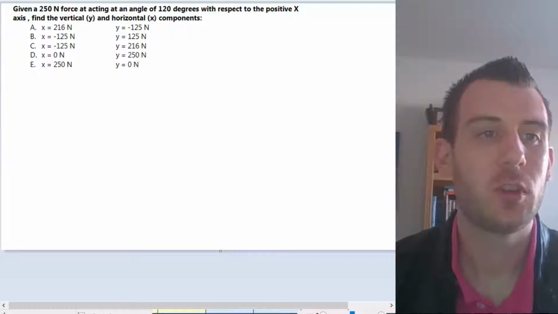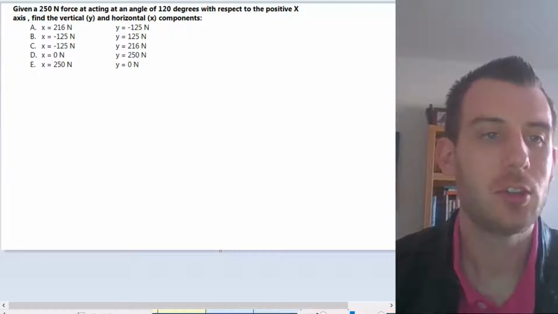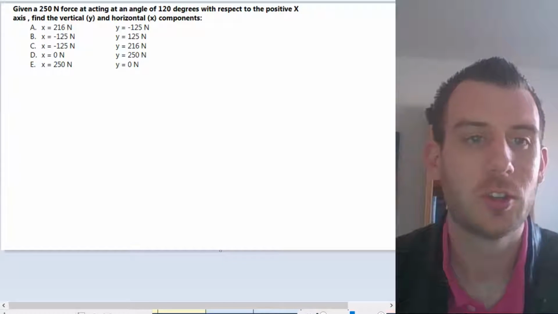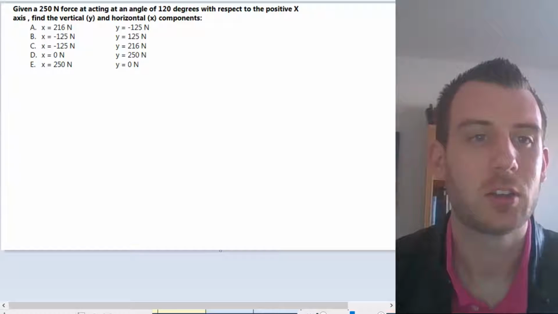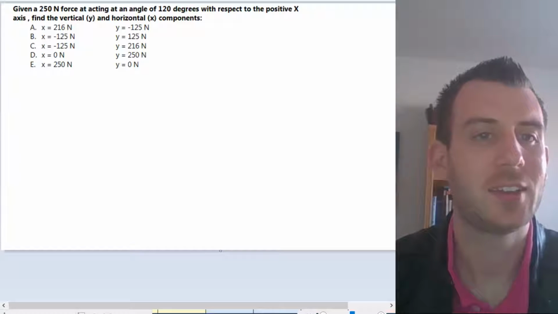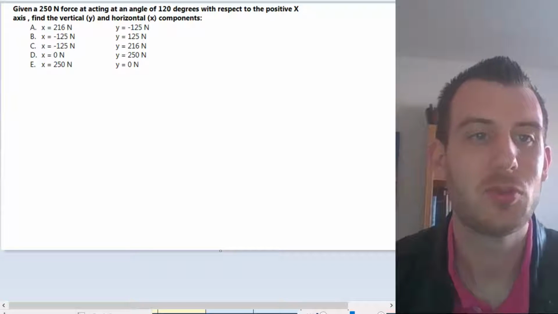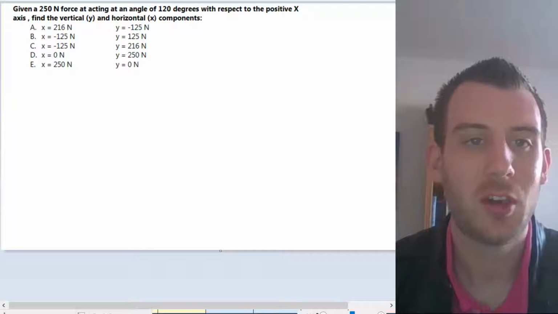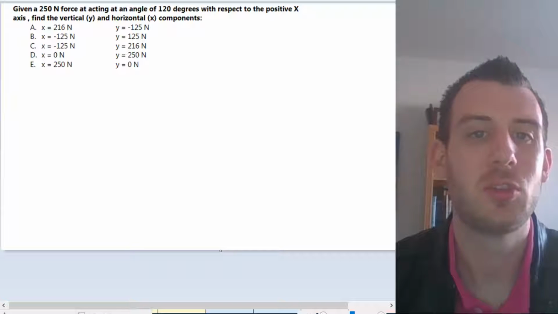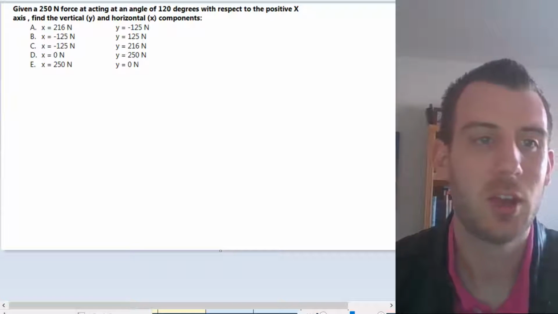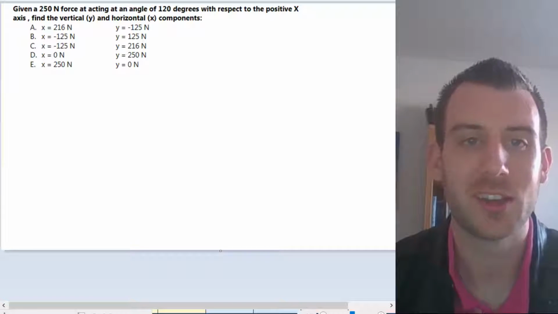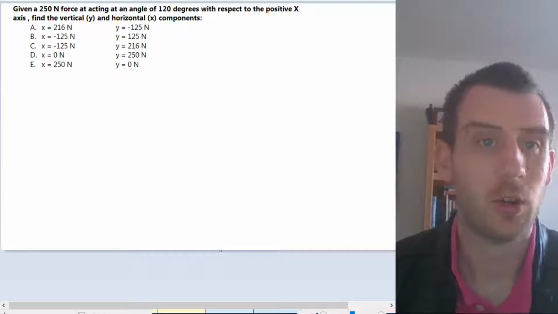So I was given the question that says, given a 250 Newton force acting at an angle, so a little bit of typo there, 250 Newton force acting at an angle of 120 degrees with respect to the positive x-axis, find the vertical y and the horizontal x components. Lots of words. Let's break this down.